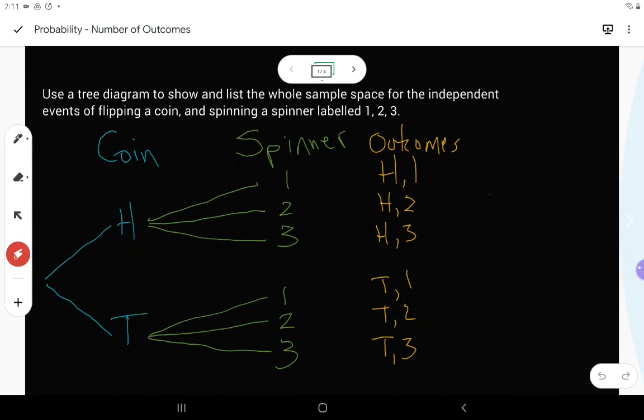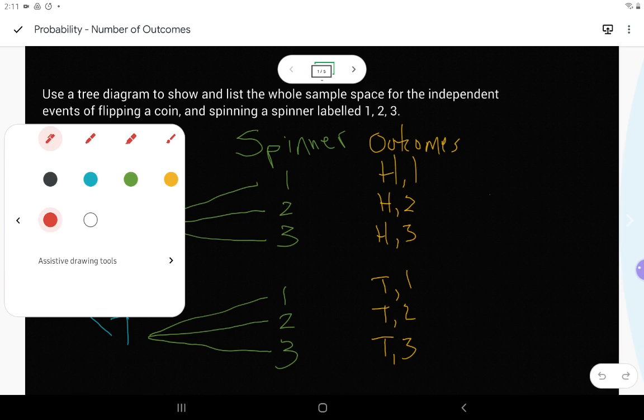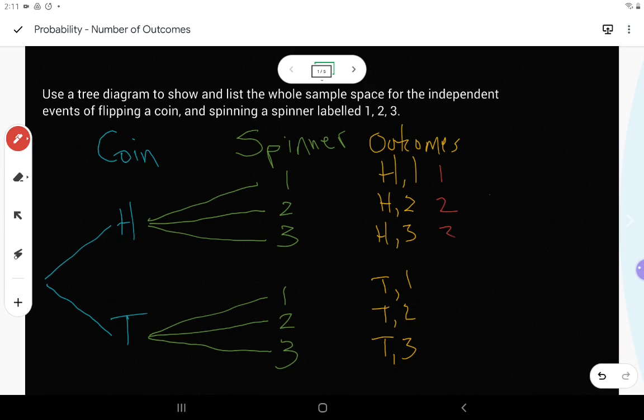In the last video, I had asked you to use a tree diagram to show and list the whole sample space for the independent events of flipping a coin and then spinning a spinner that was labeled 1, 2, 3. Now, if I wanted to just know the total number of outcomes here, once I draw out the sample space, we had said there's 1, 2, 3, 4, 5, 6 total possible outcomes, right? There's 6 possibilities that we could get.